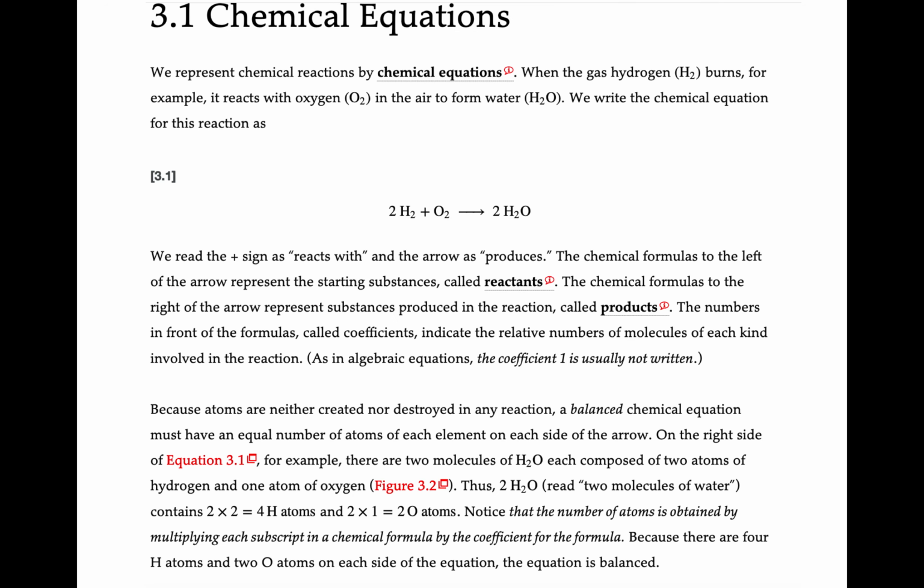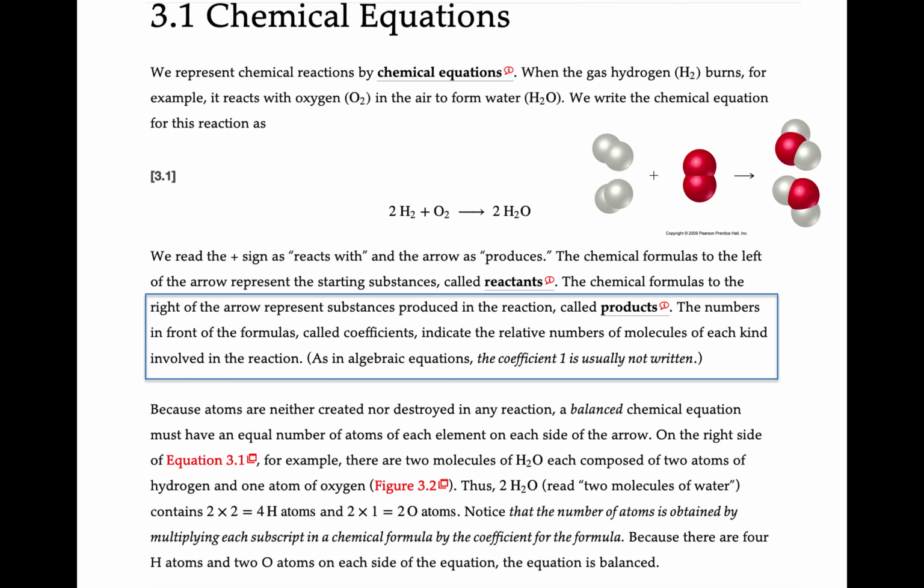Here's the author's description of what they mean. Within the chemical formula, the numbers in front of a given formula, be it H2O2 or H2O, those are called the coefficients. They indicate the relative number of molecules of each kind involved in the reaction. If you don't see a coefficient, it's because it had a value of 1 and it was omitted. The subscripts, like in H2O, are telling us what that molecule is composed of: 2 atoms of hydrogen for every 1 atom of oxygen. That's what's in the H2O.